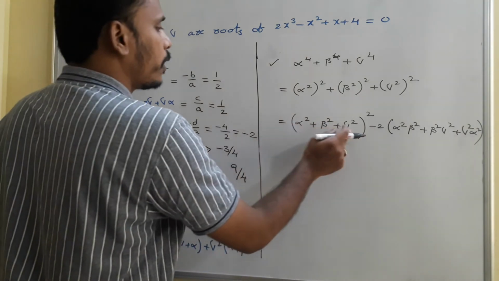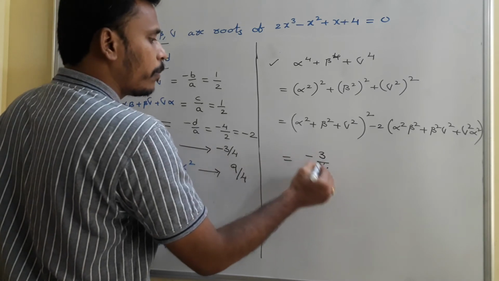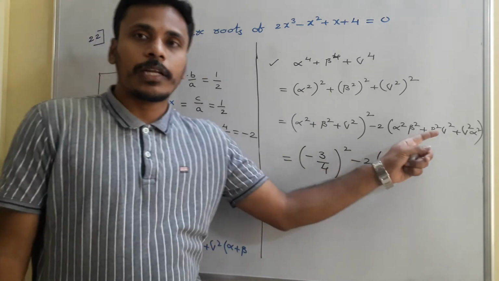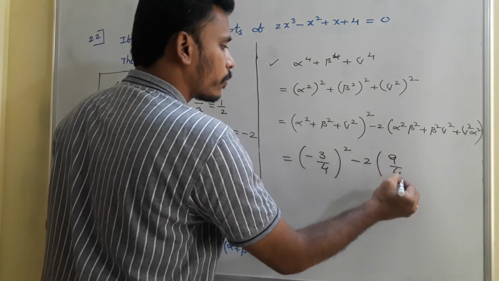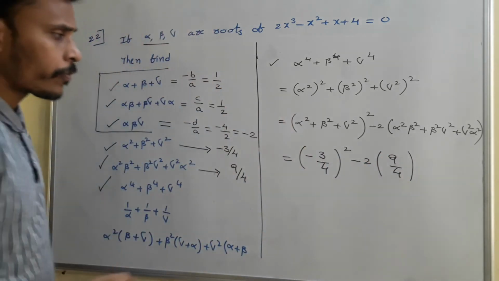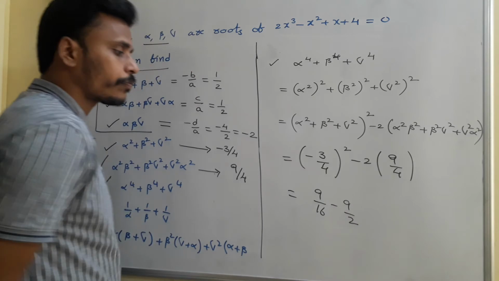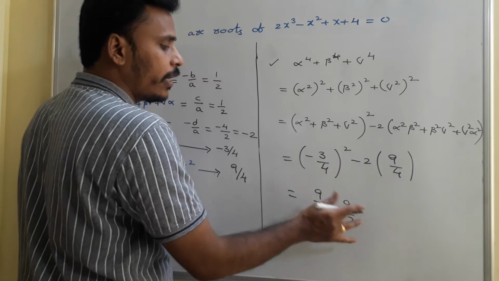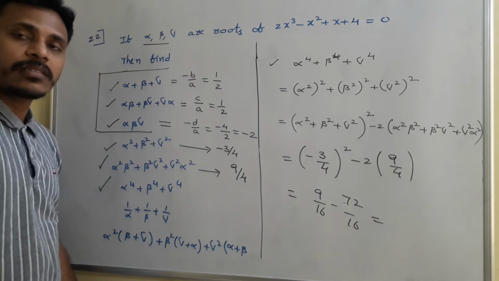So this alpha square plus beta square plus gamma square is what? That particular value we found as minus 3 by 4. So (minus 3 by 4) whole square minus 2 into (alpha square beta square plus beta square gamma square plus gamma square alpha square) value, we found it as 9 by 4. Try to simplify it. So 3 square is again 9. 9 by 16 minus 9 by 2. Just to make it 16, multiply with 8. So this is 72 divided by 16. And then 9 minus 72 by 16.